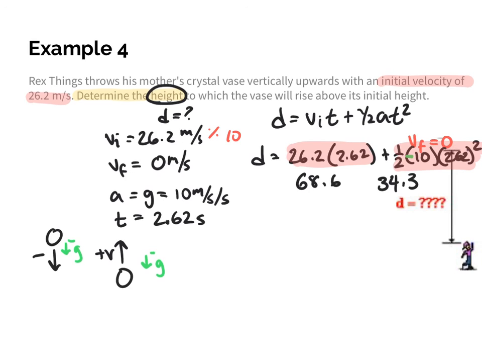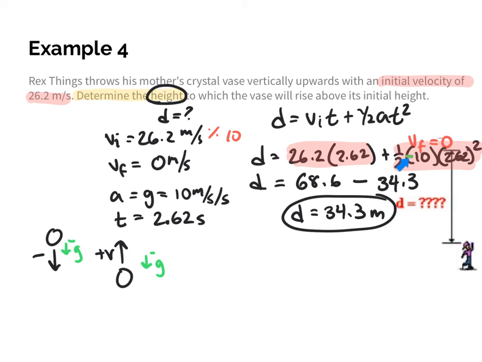Okay? Now, because that 10, remember that 10 is supposed to be negative, I'm going to slap a negative sign in between those things. Okay? So my distance is going to be essentially the difference between 68.6 and 34.3, and we should get a distance of 34.3 meters. Fantastic.